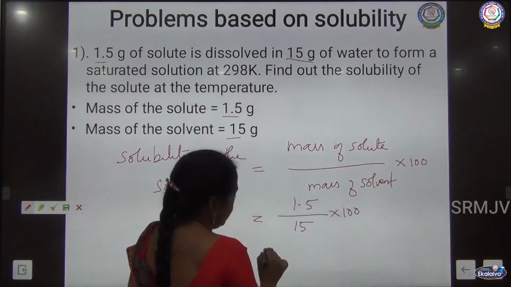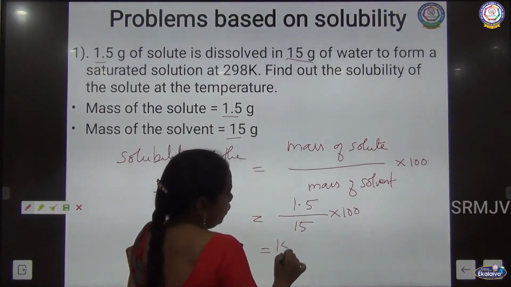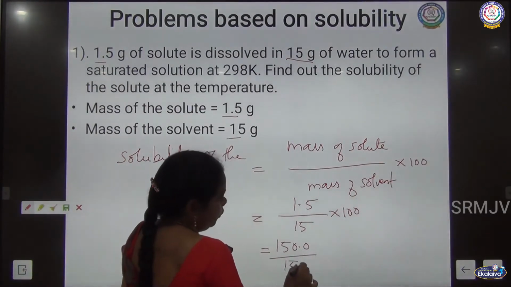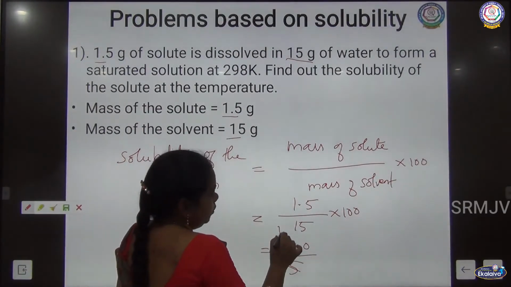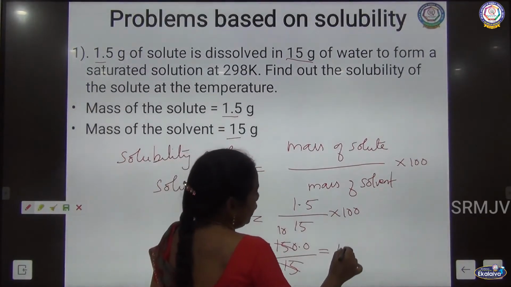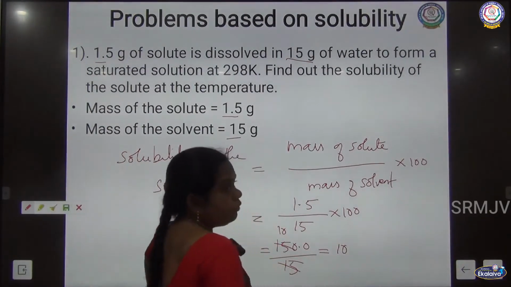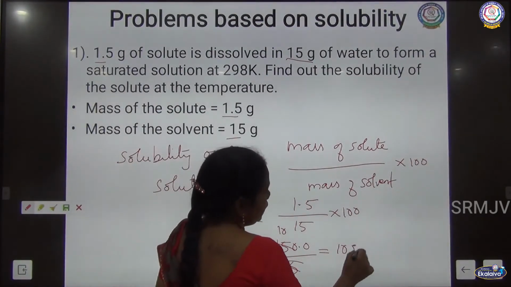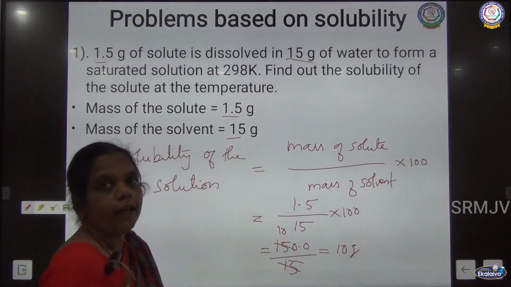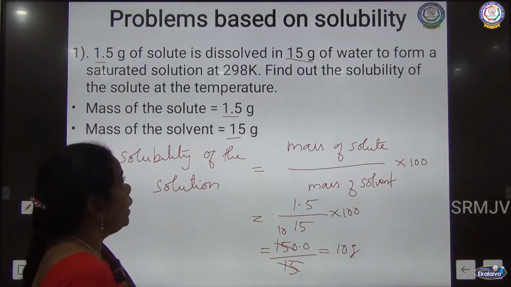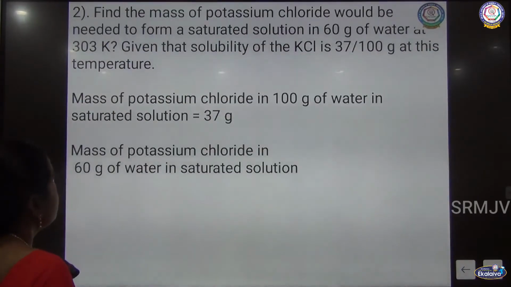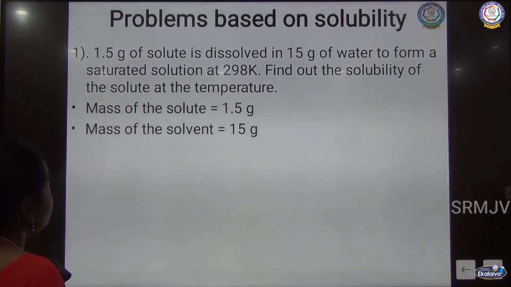If you multiply this, 1500 divided by 15, so the solubility of the substance given in this is 10 gram. Next one, the next problem is the problem based on the solubility.